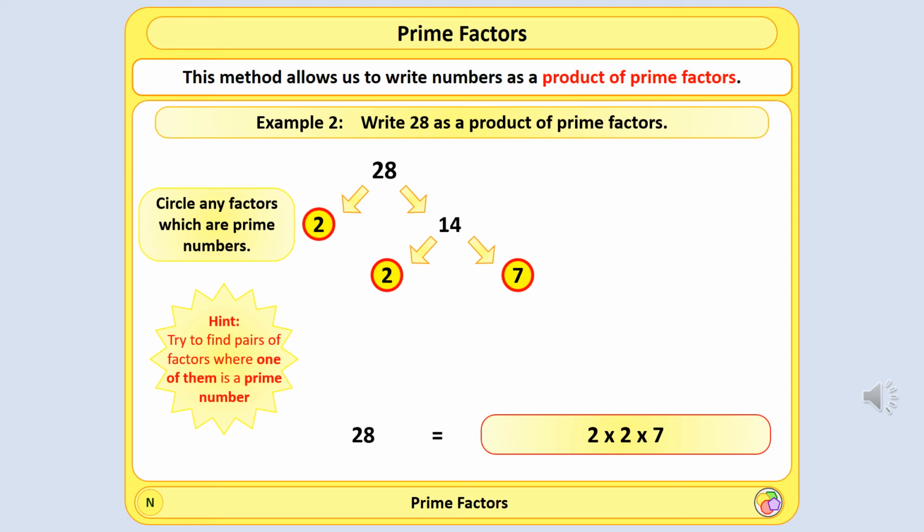You may have done a different approach, but hopefully you got to the answer 28 equals 2 times 2 times 7. Factors of 28 are 2 and 14. 2 is a prime number. 14 isn't a prime number, so I need to find factors. 2 times 7. 2 and 7 are both prime numbers.